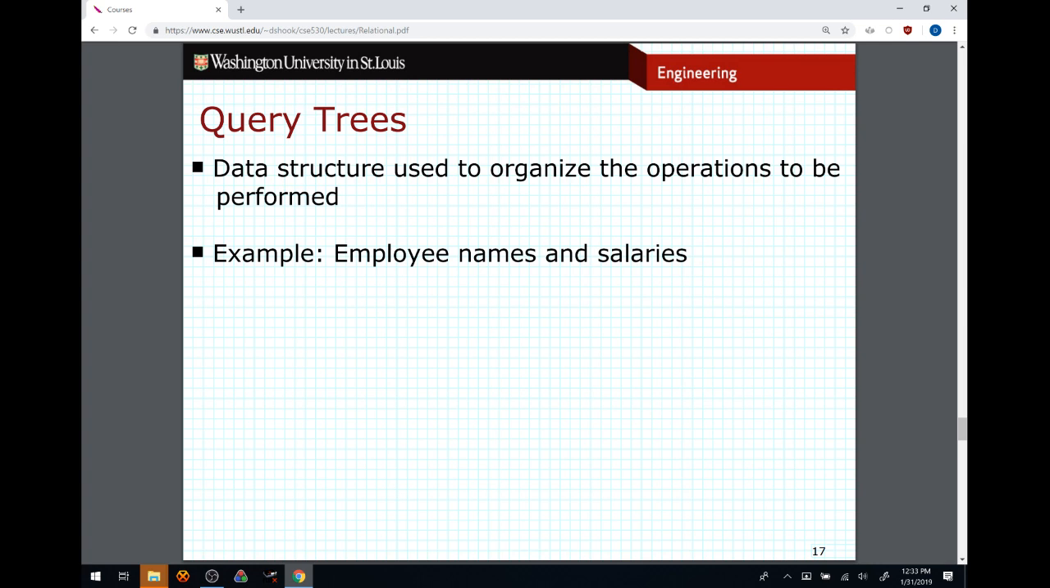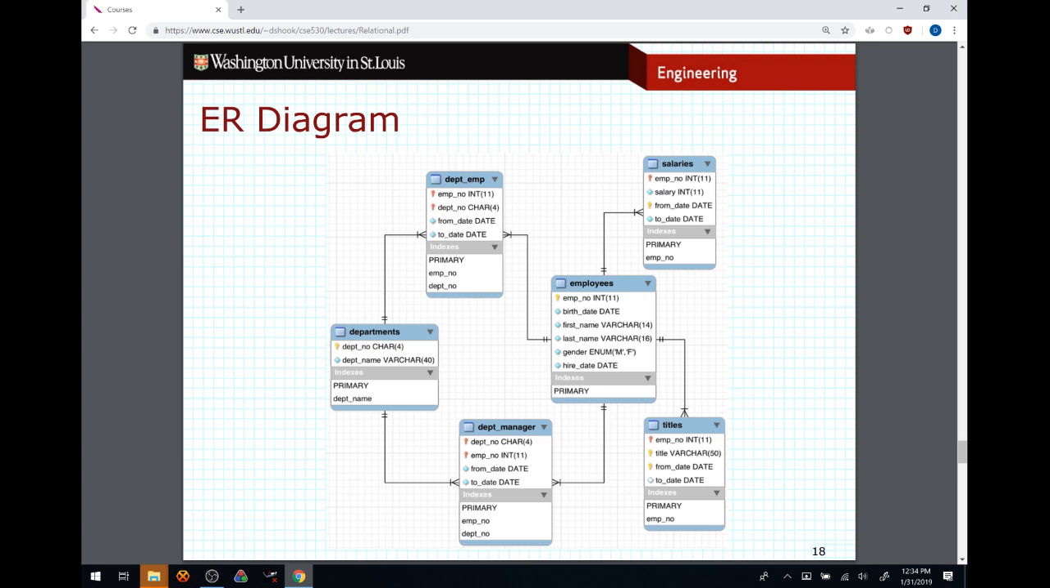We'll start with a pretty simple example, maybe work our way up to some more complicated ones. I want to know the names of all the employees and the salaries that they're making. I think I included the ER diagram so we could use it as a reference when we're solving this problem, right? So if I want to construct a query tree, first thing I'm going to do, remember we're looking at the from clause first. So I need to know what tables, right?